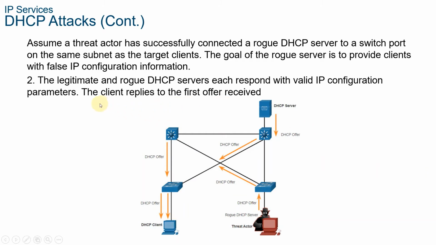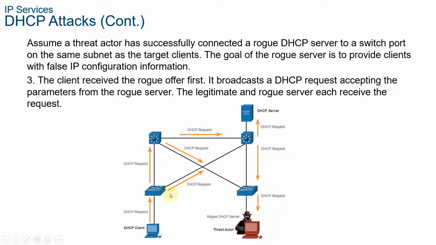Second, the DHCP server responds with an offer. Let's start with the DHCP server here responding with offers. The figure shows how the legitimate and the rogue DHCP server each respond with valid IP configuration parameters. The legitimate DHCP server will respond, and so will the rogue DHCP server of the threat actor. The client replies to the first offer received, and this client is not aware whether the offer came from a rogue DHCP server.